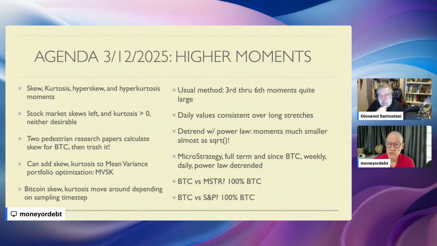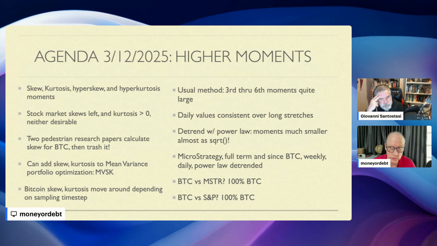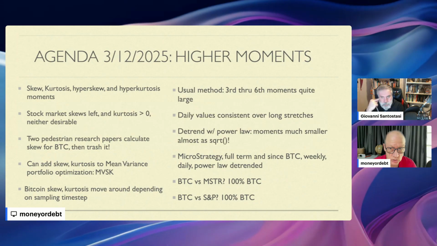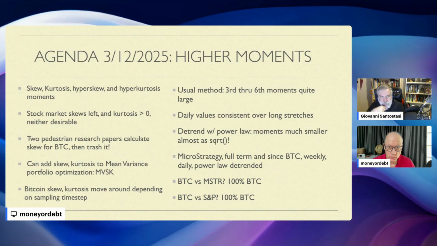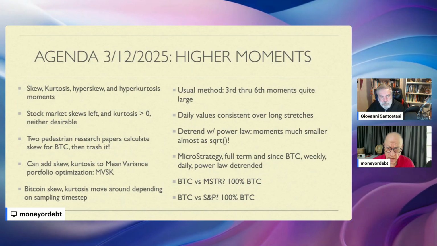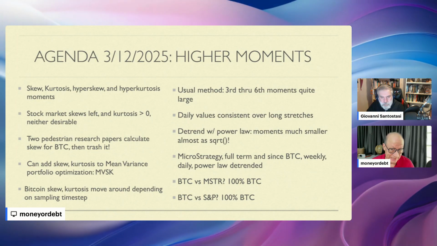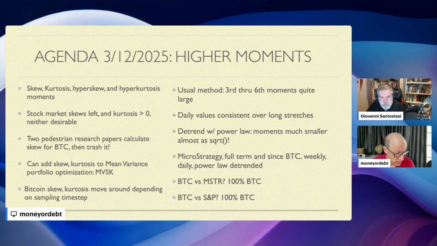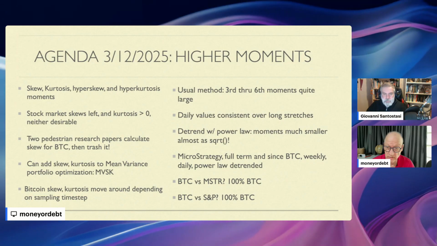Okay, it's about higher moments, and the names for those are skew and kurtosis, and hyperskew and hyperkurtosis. They're also called the third, fourth, fifth, and sixth moments of a financial price series. Now, the stock market skews left, and it has positive kurtosis, and neither of those is desirable from a risk management standpoint. I'm going to show you a couple of research papers that I've put the adjective pedestrian in front of because they look at Bitcoin, they calculate the skew, and then they throw it in the trash. They don't use it. They use the traditional Sharpe analysis that only uses the second moment, the variance or the standard deviation.